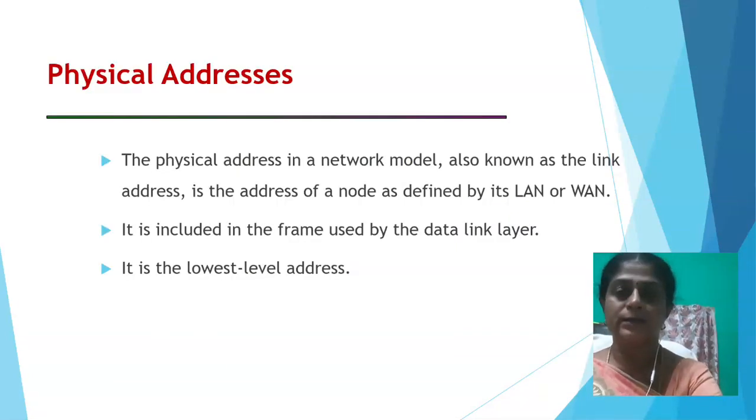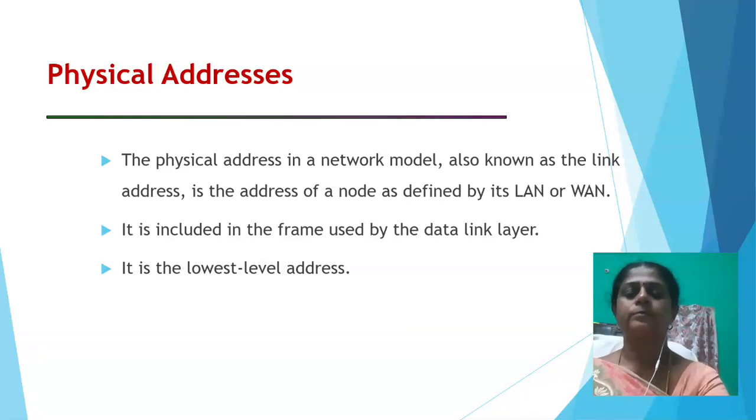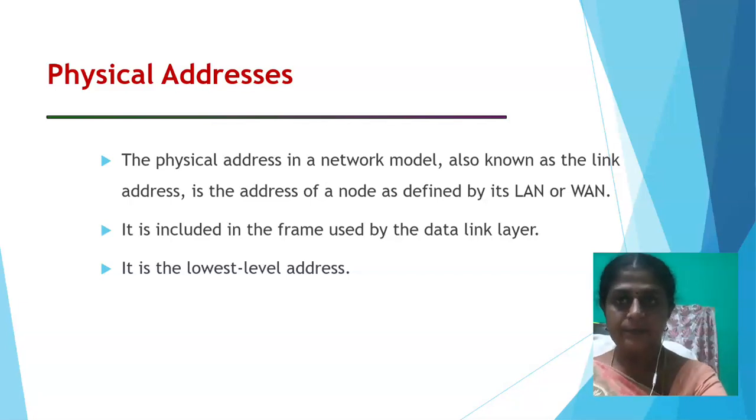So now let us look into each and every address one by one. The first is the physical address. What is a physical address? We saw that physical addresses are used by the physical and the data link layer, wherein hop-to-hop transmission takes place from one node to another node. So every node in a network will have a particular address.